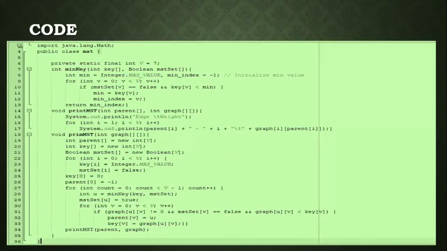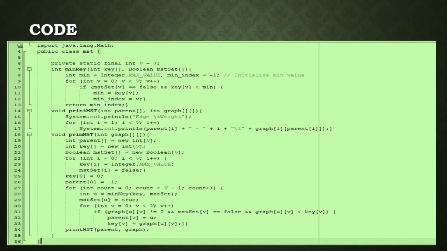In the premMST function, you can see there's an integer graph and an integer parent. We're going to first initialize the parent, then we are going to put weight as key, and a boolean MST set to find out if the vertex is in the MST set or not.